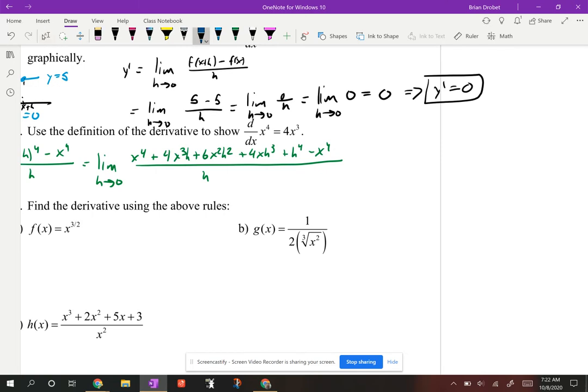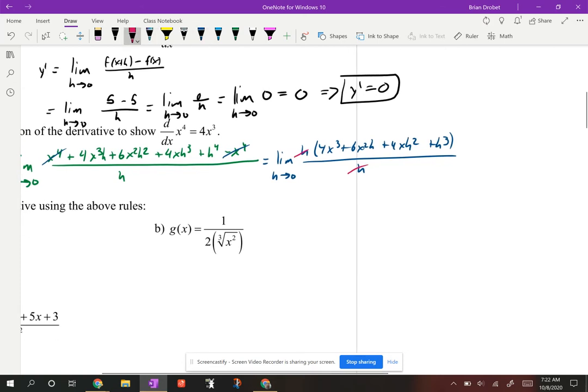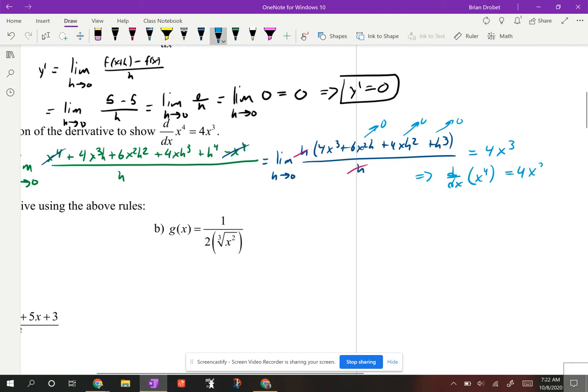The x to the fourths are going to cancel out. I'm going to factor a common h out of the numerator. So I'll have h times (4x cubed plus 6x squared h plus 4x h squared plus h cubed) all over h. The h's cancel out. Substitute in 0 for the remaining h's, and everything here is going to go to 0 except for the first term, which is 4x cubed. Therefore, the derivative with respect to x of x to the fourth is 4x cubed.